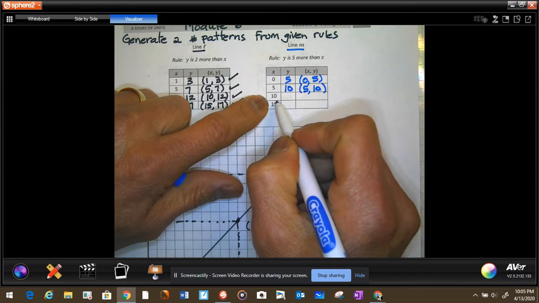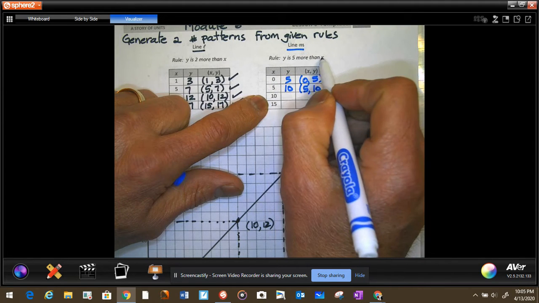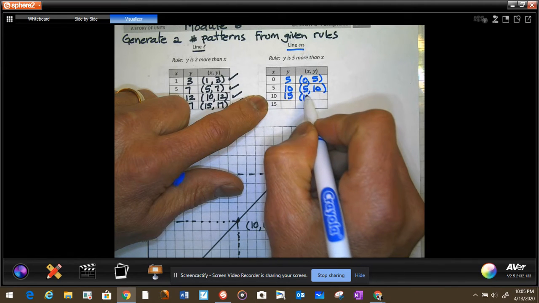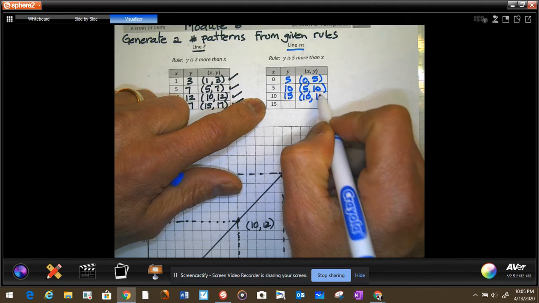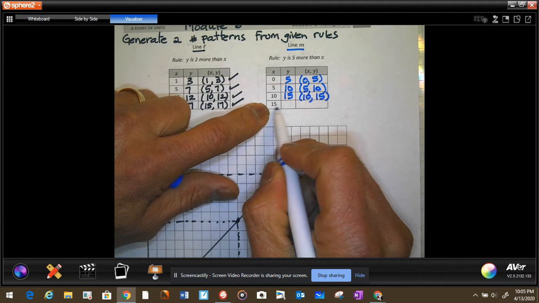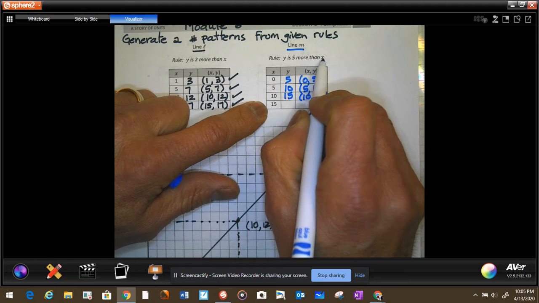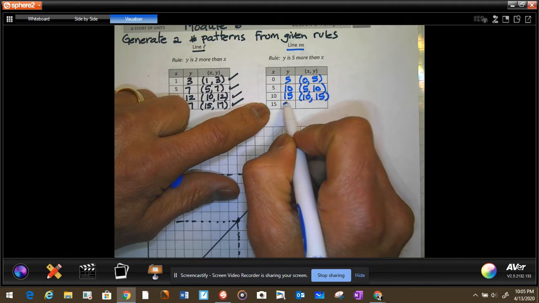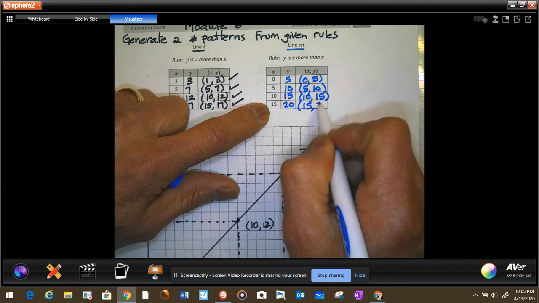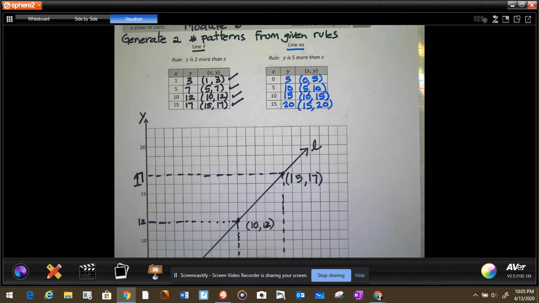So if x is 10, y is 5 more than 10. So that will be 15. And that will be our third set of coordinate pairs. Our last one is x is 15, so y is 5 more than 15. So that will be 20. So now we have our last set of coordinate pairs to create the line.